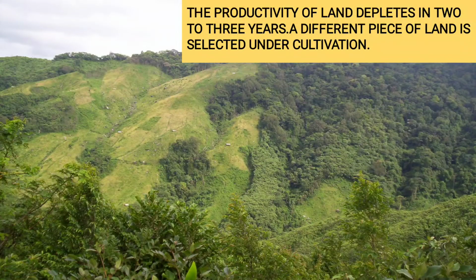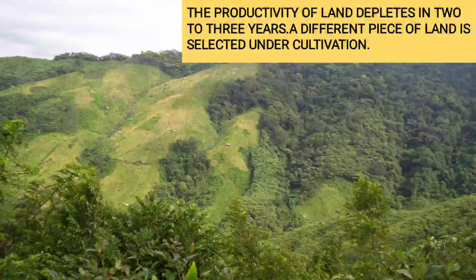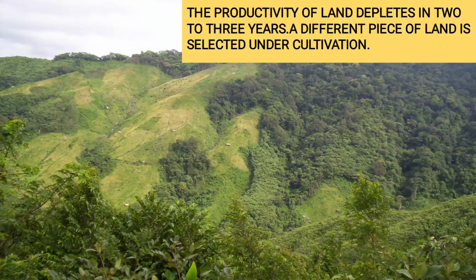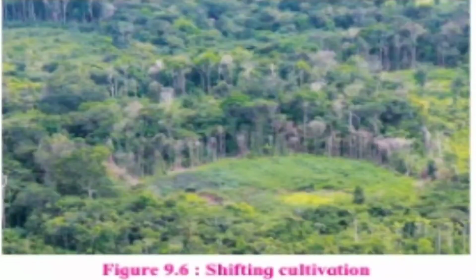The productivity of land depletes. Depletes means slowly it degrades. It destroys the quality in 2 to 3 years. A different piece of land is selected under cultivation. So the people over there will not use the same land every year for cultivation. After 2 to 3 years, the quality degrades, so he will use a different piece of land for cultivation. This is a picture in your textbook. Figure 9.6 will show you how the land is selected for shifting cultivation.